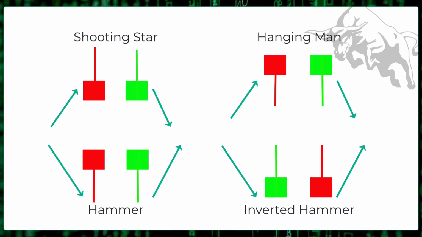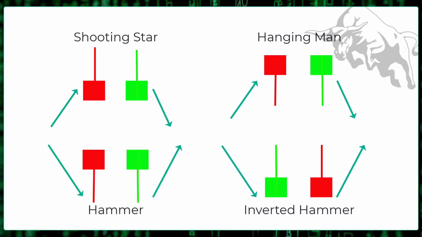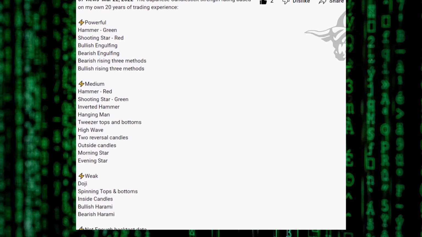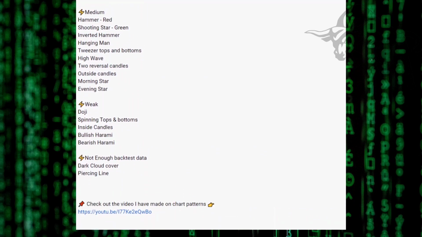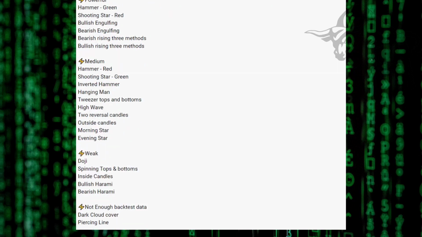And according to my own personal experience, I have rated the strength of these 2 as medium strength, and of course I will demand a combination of technical factors in order to trade based on these 2 candles. Otherwise, I won't invest my money. By the way, I follow the same approach with every candlestick that I have rated as medium strength. You can check out my Japanese candlestick strength rating down in the description below, and keep in mind that this is based on my own personal preference, after watching the charts for the past 20 years.